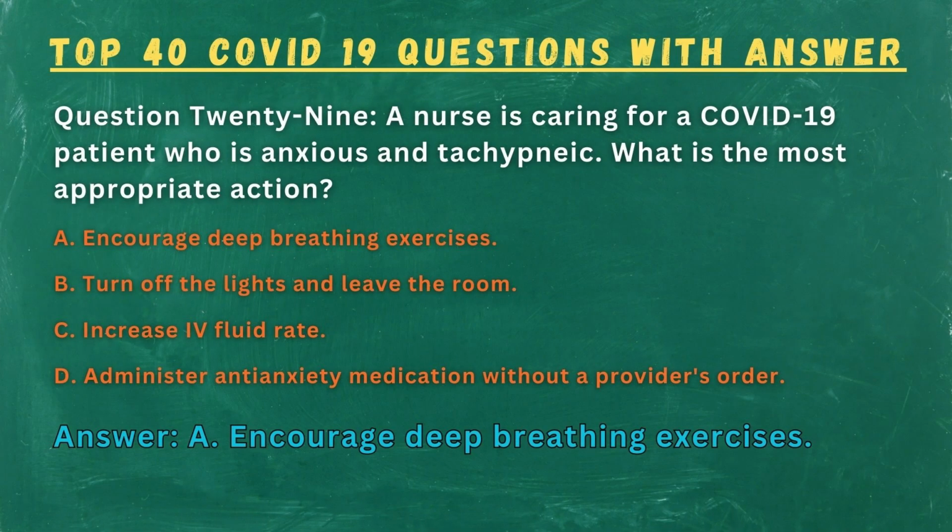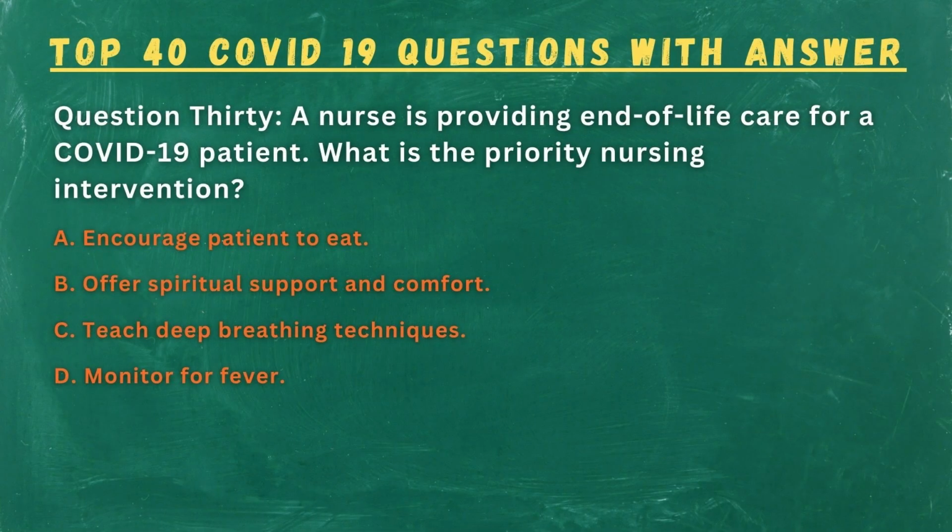Answer. A. Encourage deep breathing exercises. Question 30. A nurse is providing end-of-life care for a COVID-19 patient. What is the priority nursing intervention? A. Encourage patient to eat. B. Offer spiritual support and comfort. C. Teach deep breathing techniques. D. Monitor for fever.